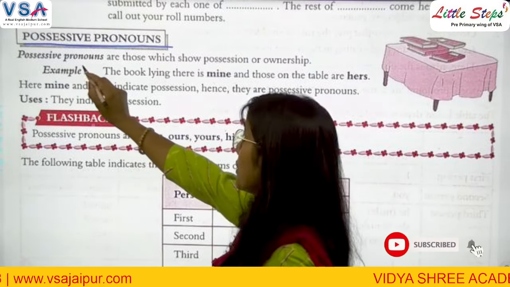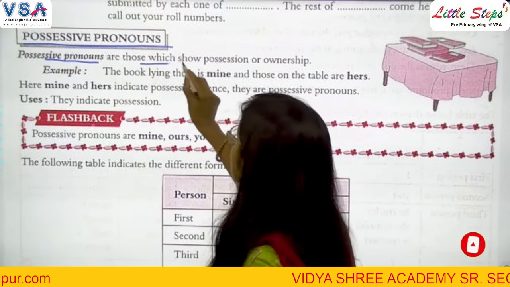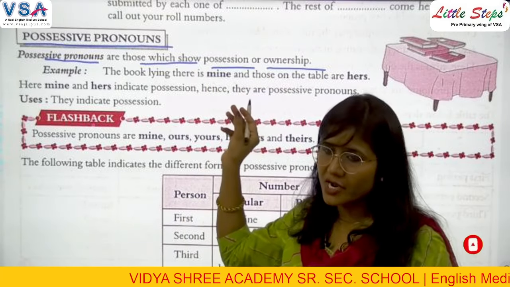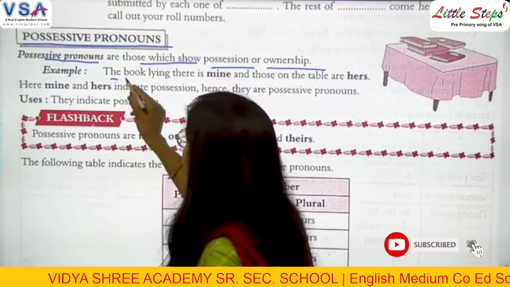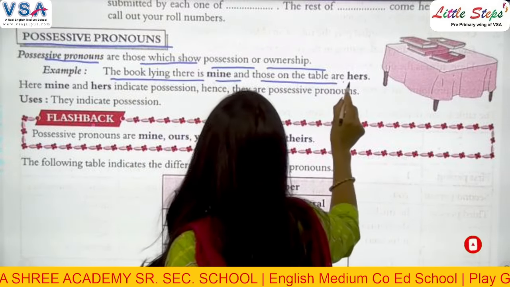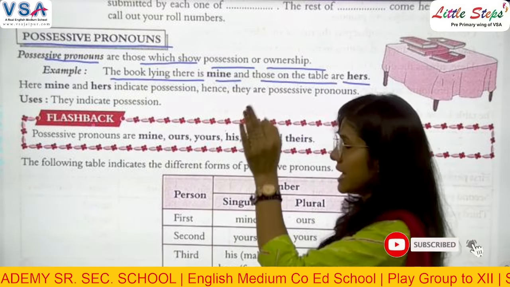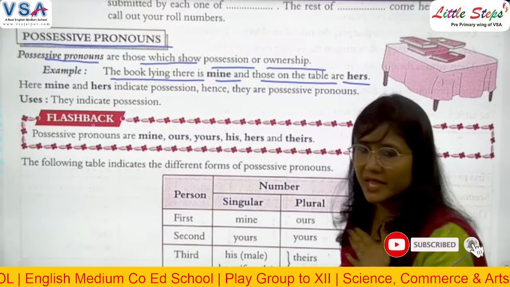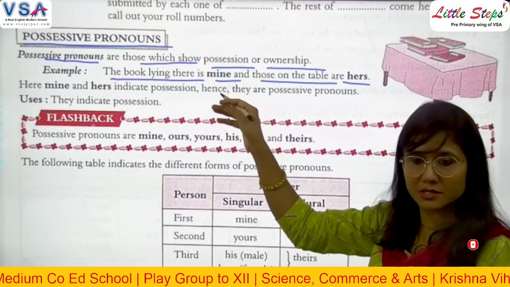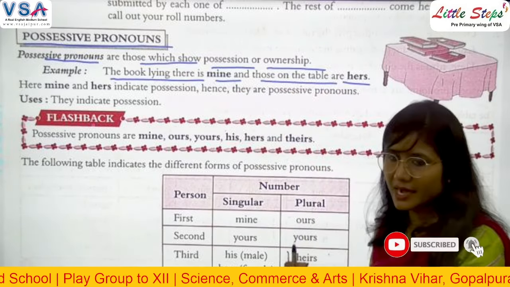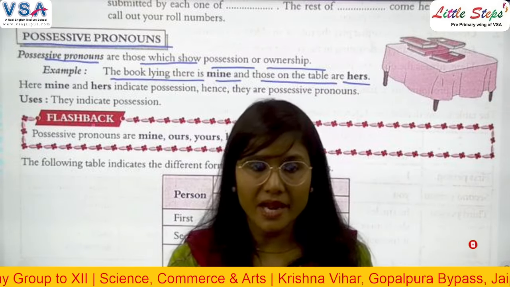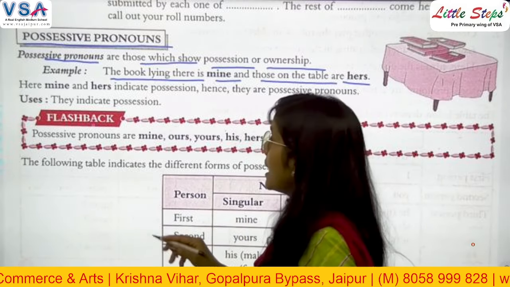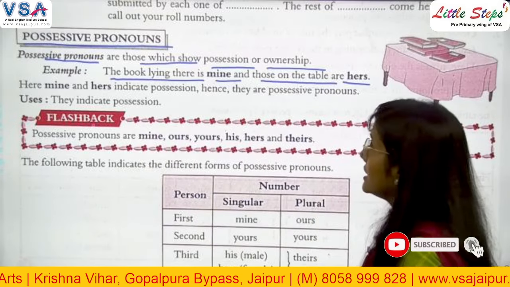So now possessive pronouns are those which show possession or ownership. I told you that it shows possession or ownership. For example, the book lying there is mine and those on the table are hers. Now what is the meaning of this example? It is saying the book lying there, मतलब जो book वहां पर रखी हुई है वो किसकी है? मेरी है. So I am the owner of these books. Okay, but those on the table are hers. लेकिन जो टेबल पर रखी हैं these are not mine, वो उसकी हैं. तो उसका ऑनर कौन है? वो.